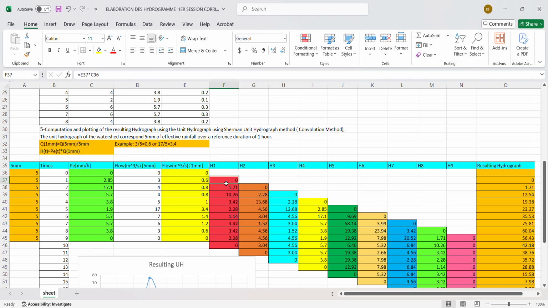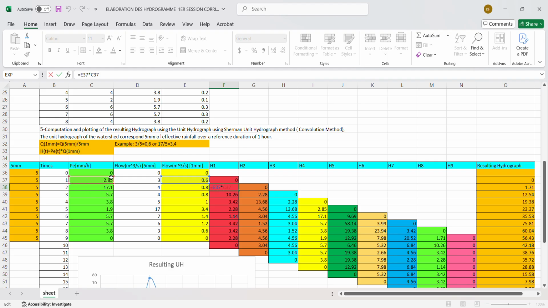At H1, the ordinate hydrograph for H1 with time 1, with the first hour, our time is 0. At 1 hour we have flow rate 0.6. Okay, 0.6 times 0 is equal to this value, 0. So at 1 hour, 0.6 times the first hour is here.